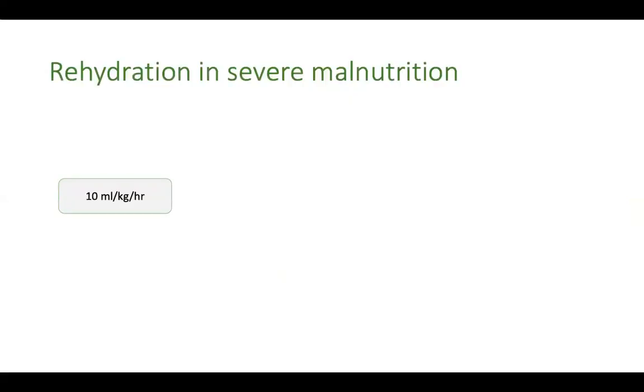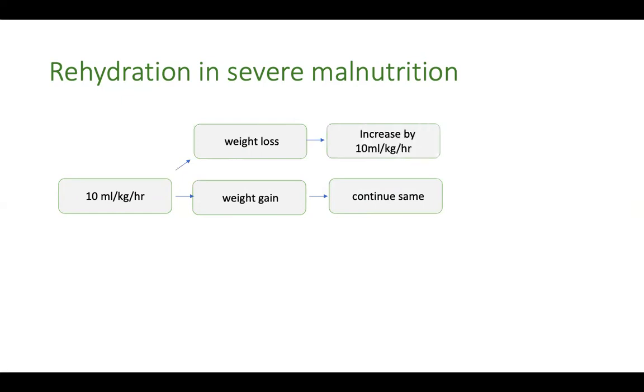So how do you decide the rate of fluid administration? Start with 10 ml per kg per hour. Remeasure the weight. If the weight gain is happening, continue the same 10 ml per kg per hour till the pre-diarrheal weight is attained. Now, if your child after the first bolus is showing a weight loss, that means 10 ml per kg per hour is not enough. We have to increase by 10 ml per kg.